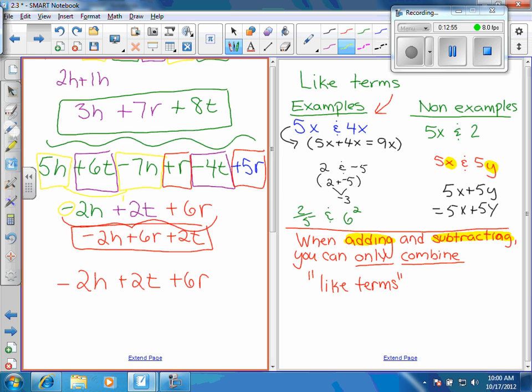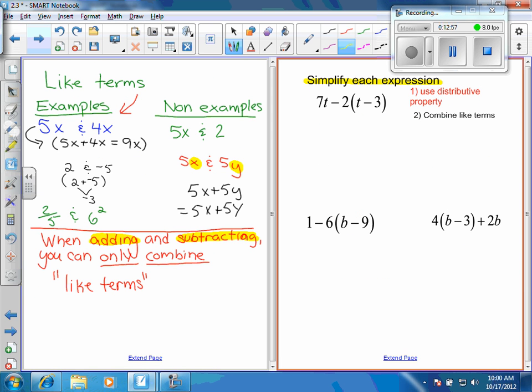Okay, so let's go to these other examples and use the distributive property. It's a day 7 day. What time do we get out? Oh, we're doing fine.